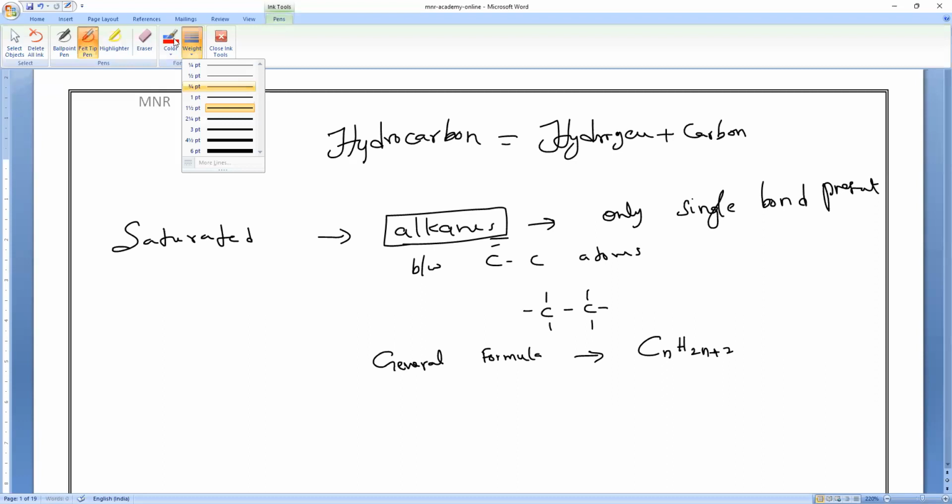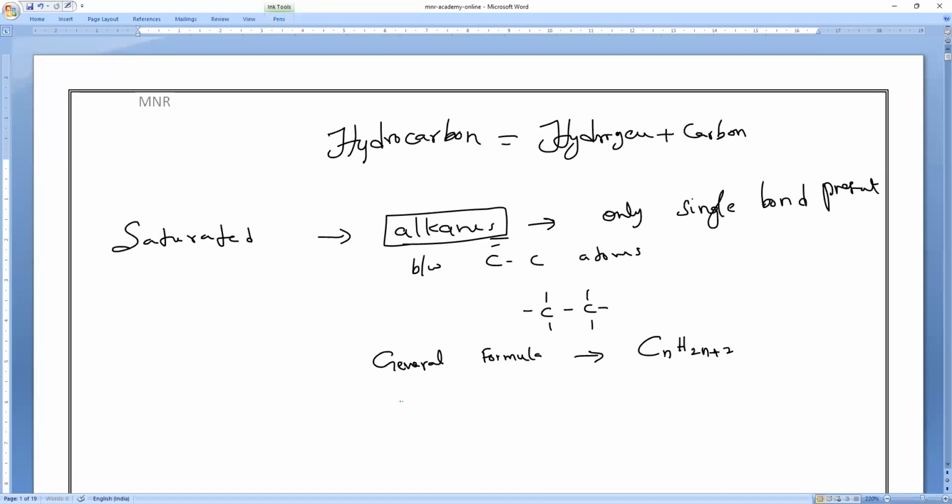And if you have noticed, the first compound of the saturated hydrocarbons is, what is that, anyone? Methane, which is CH4. So it starts from n equals what? It starts from n equals 1.